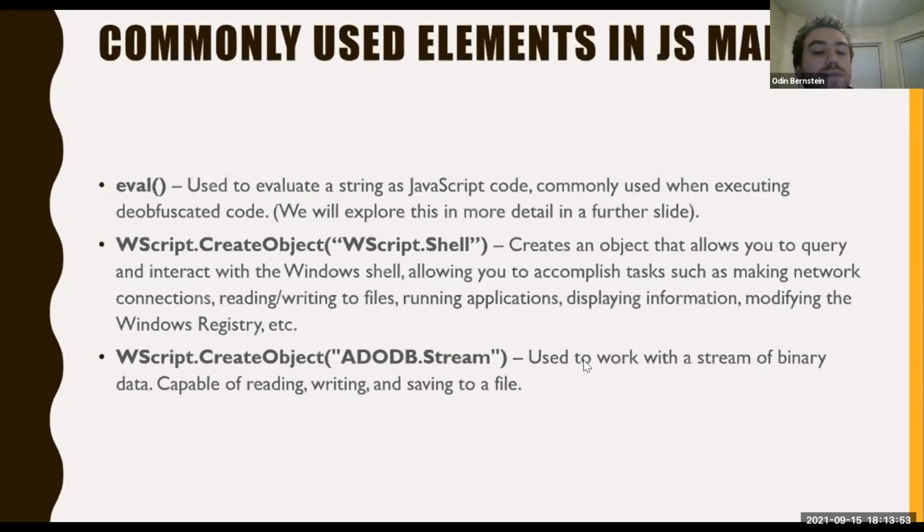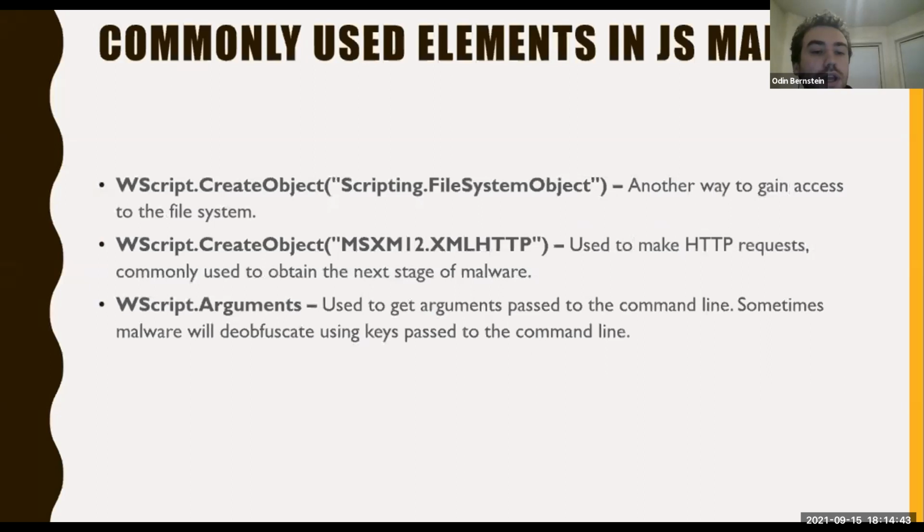And then you also have the ADODB.Stream object. This is used for working with a stream of binary data. So often JavaScript will pull an executable file from a domain that's hosting the next stage of malware, and it will download that onto the target system. But then it needs a way to write that malware into a file. So that's where the ADODB.Stream object comes in. It will take the content that was retrieved through an HTTP request, get that as the HTTP response, and then ADODB.Stream will be used to write the executable file that was delivered in the HTTP response to a file.